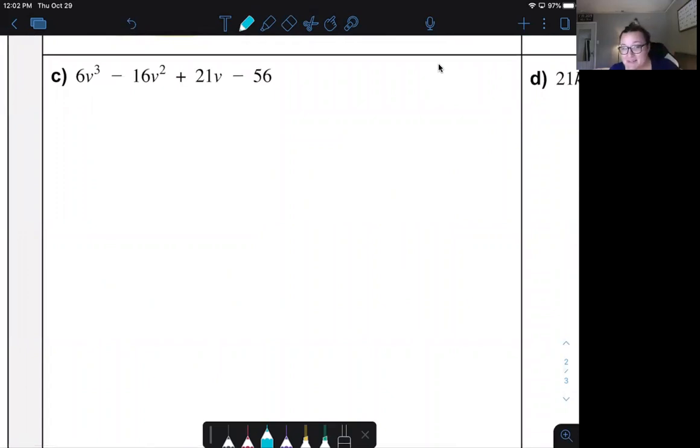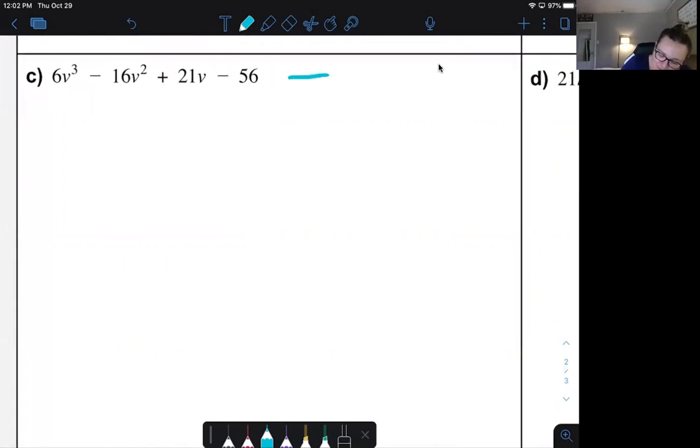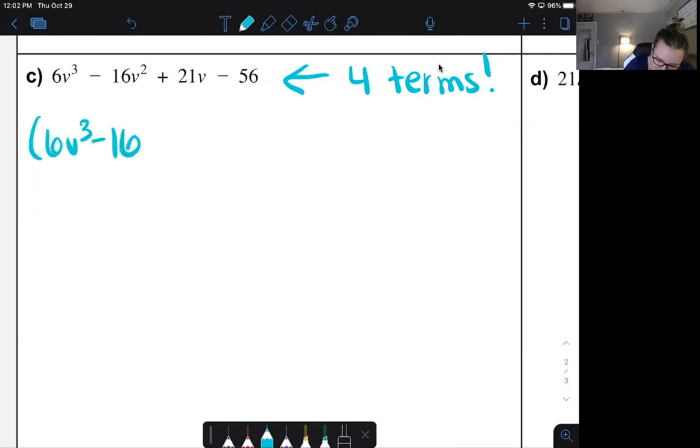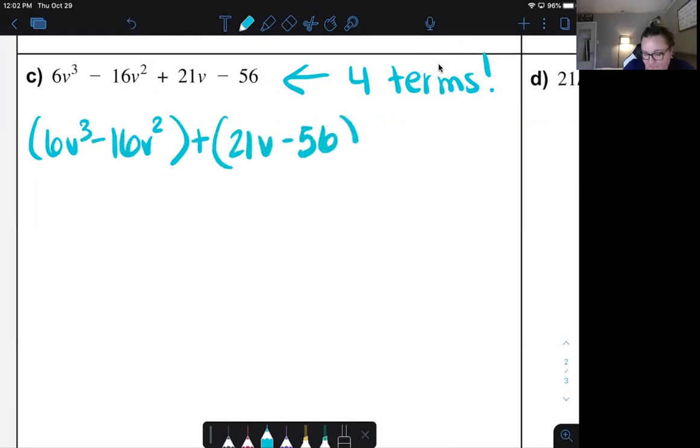What you might notice is a little different is that this polynomial already has 4 terms. So because of that, it's ready to be factored by grouping. We already have our 4 terms, so we just put the first 2 terms in parentheses, and then the second 2 terms in parentheses with the plus sign in between. And then factor out the GCF. So 6v cubed minus 16v squared.